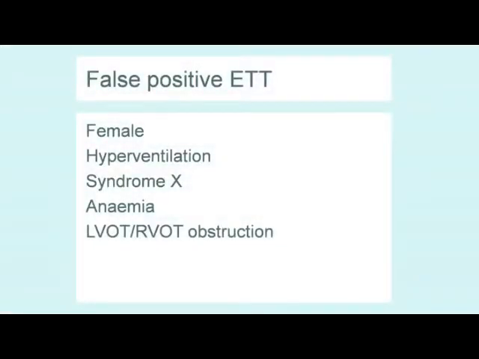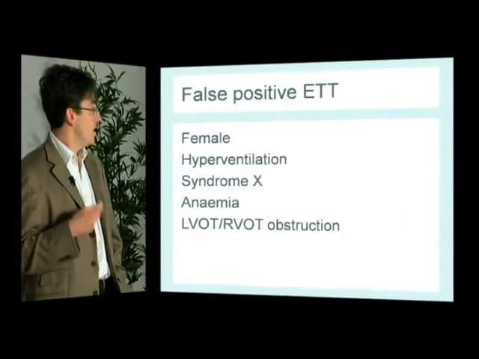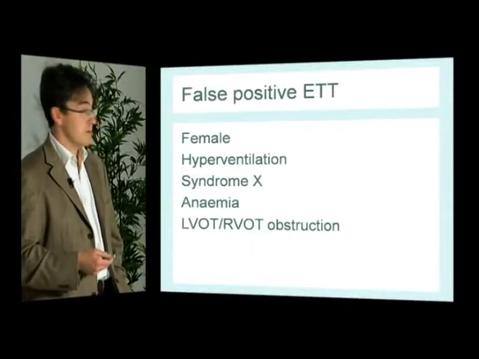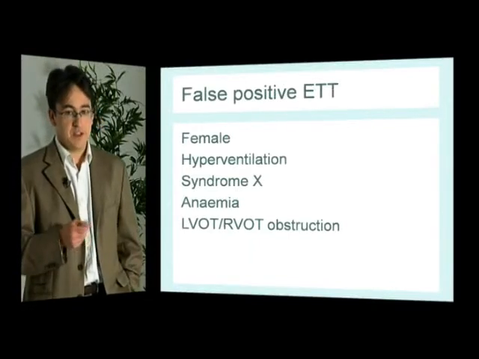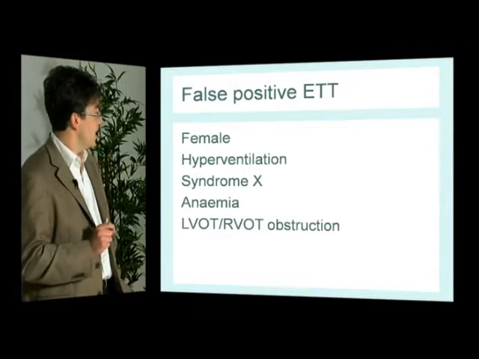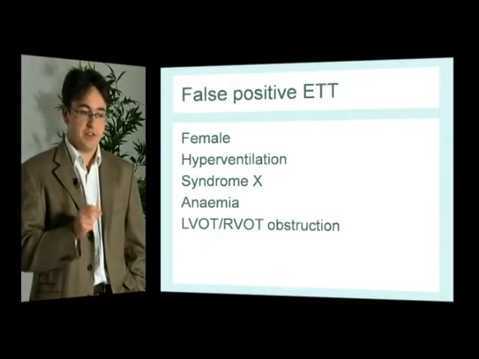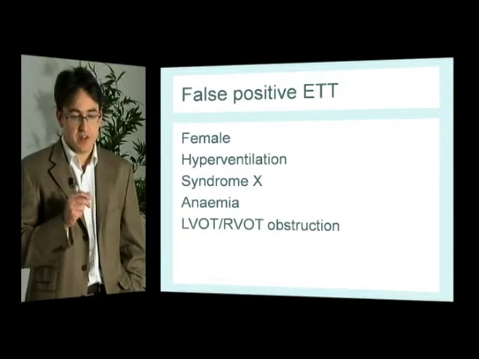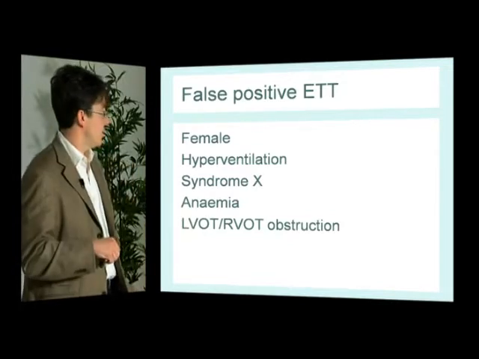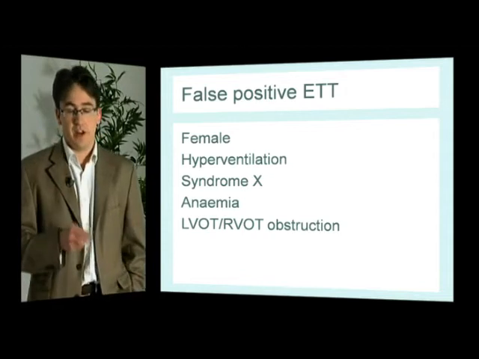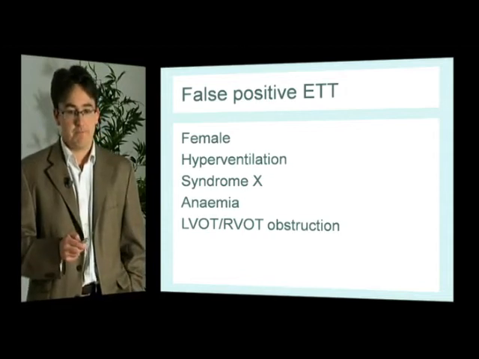False positive exercise tolerance tests include young females, subjects who hyperventilate, subjects with syndrome X, subjects who are anemic, so if they have a very low hemoglobin, even in the presence of normal unobstructed coronary arteries, they can often have a positive exercise test, and those with left or right ventricular outflow tract obstruction.